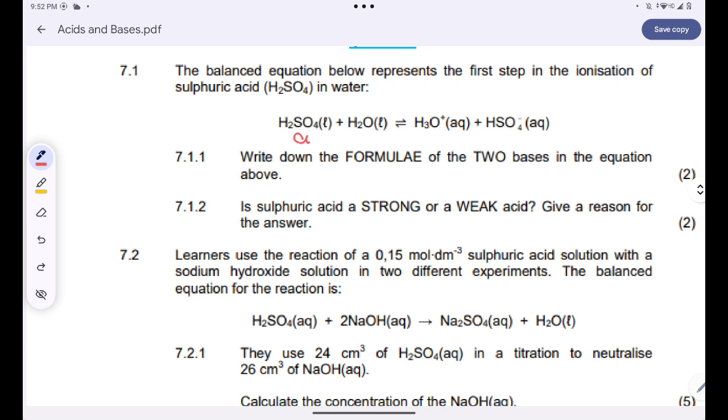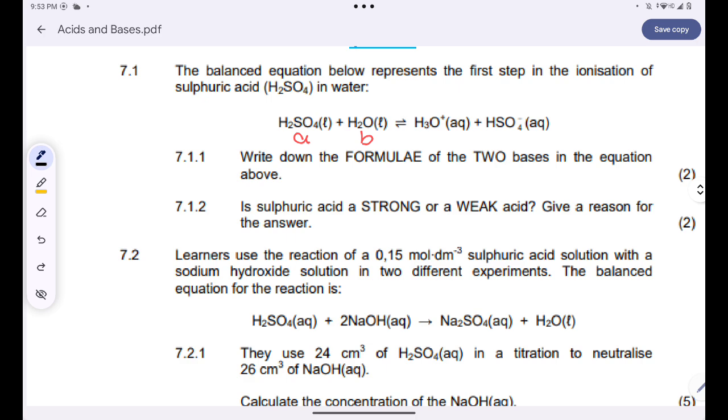This one is an acid because whenever you consider the forward reaction, it donates a proton. It started with H2SO4, ended up with HSO4 minus, right? But this one is the base because it started with H2O and ended up with H3O plus. So the H2O accepted a proton for it to become H3O plus.